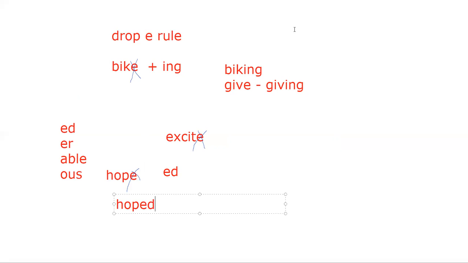The next is the doubling rule. The doubling rule says, when do you have to double the consonant? When we have a short vowel, ma'am. Yes. To protect the short vowel, we will double the consonant.